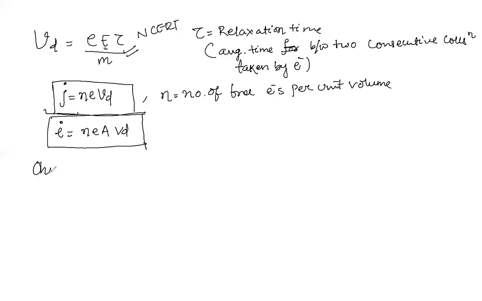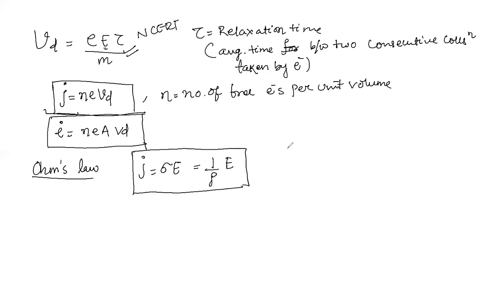Now let's come to the Ohm's law that we have studied in the last part of the video. Ohm's law for us is going to be J equal to σE, where σ is called the conductivity, and this is also written as 1 by ρ, where ρ is called the resistivity of the material of the conductor. As we already studied, σ, the conductivity, is equal to ne²τ by m, and ρ is equal to m by ne²τ.